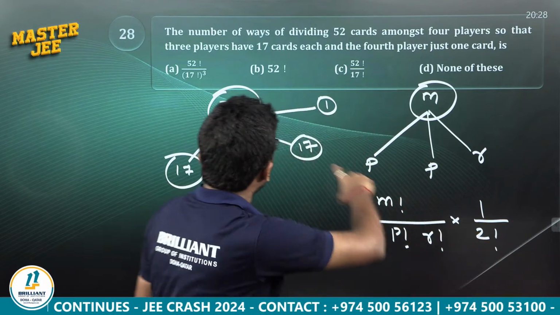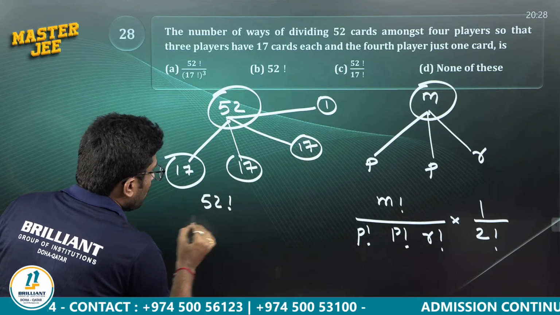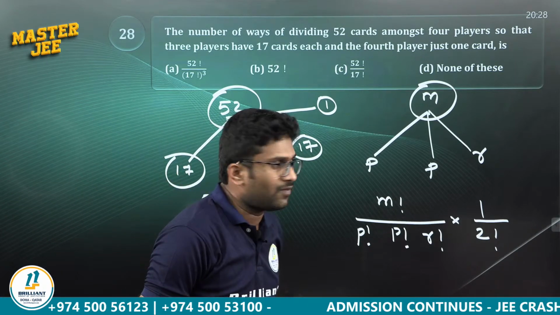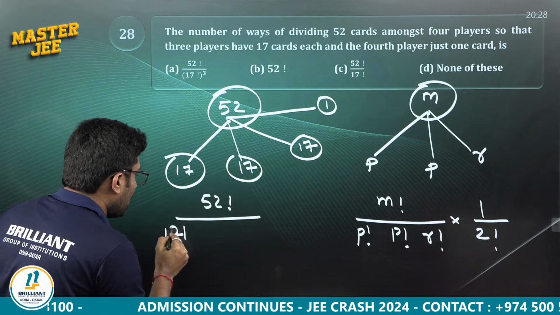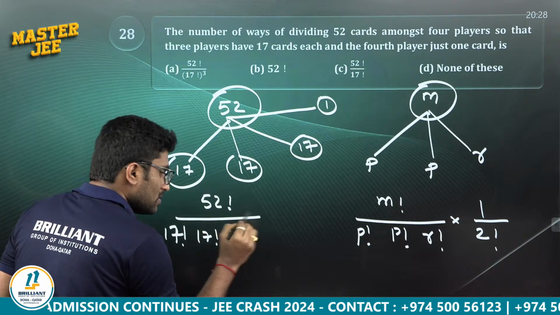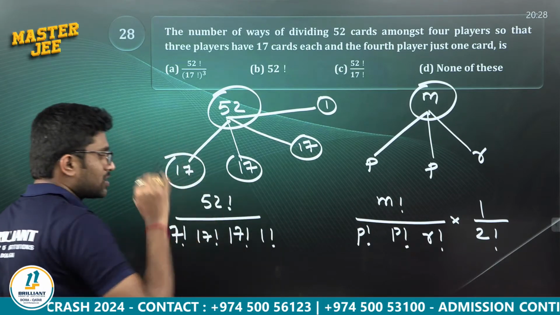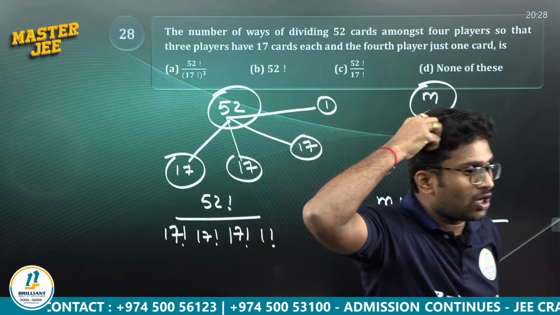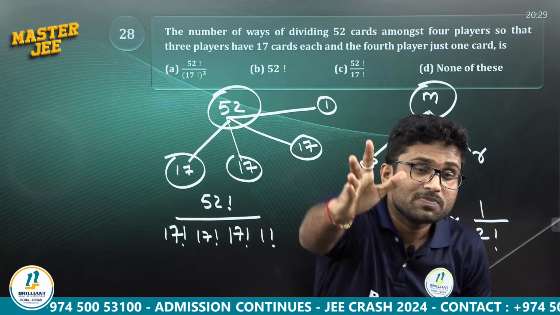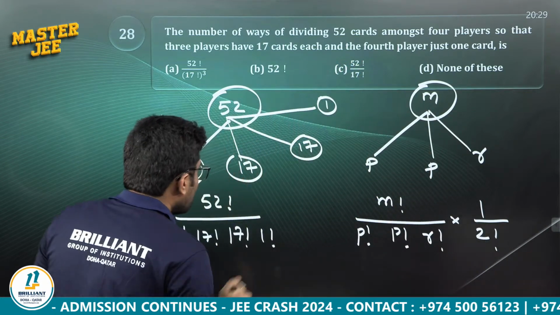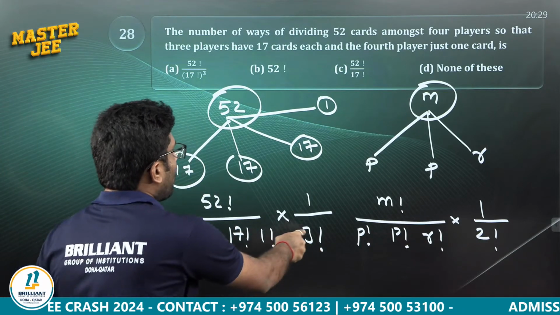That's it. Now in this case, friends, the total number of objects that we have is 52. So 52 factorial divided by, this has to be divided among 4 persons, such that the first person gets 17 factorial, the second person also gets 17 factorial, the third person also gets 17 objects, and the fourth person gets 1 factorial. But we are not done. There are three persons getting the same number of objects. So we are supposed to divide by 3 factorial.